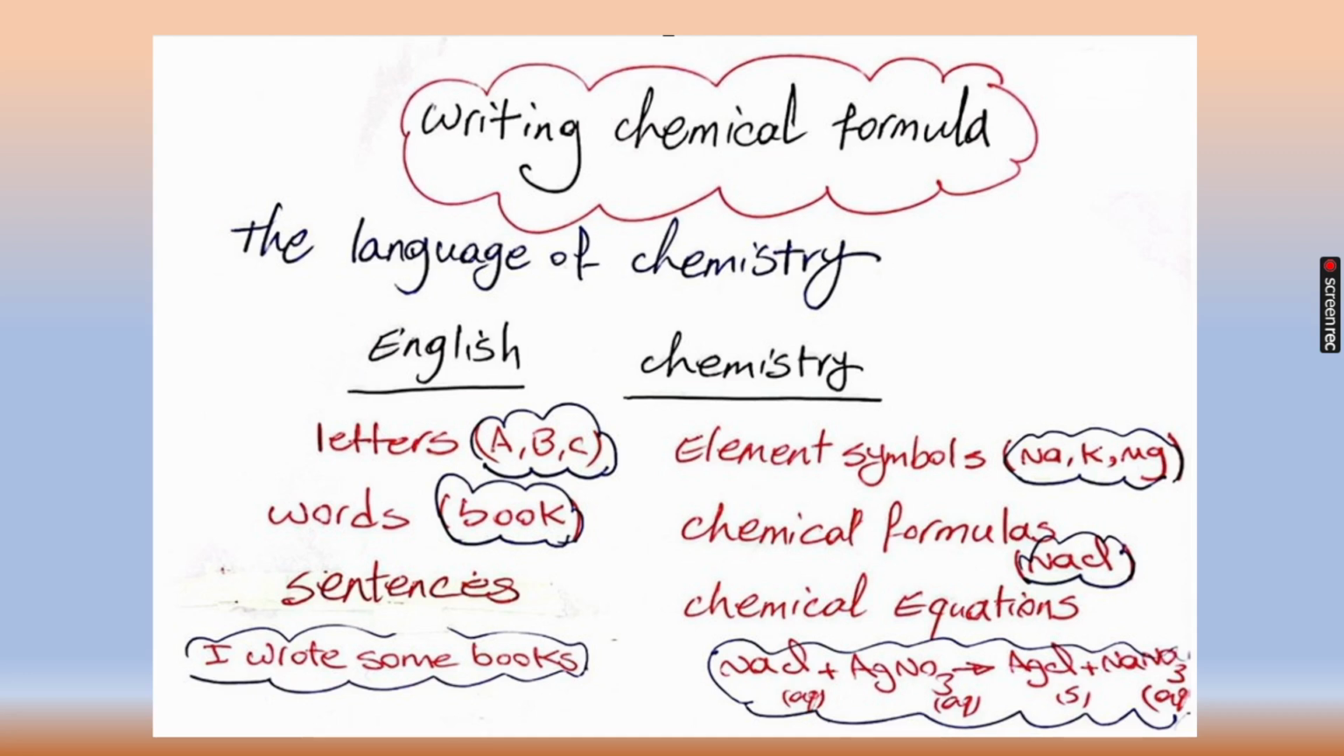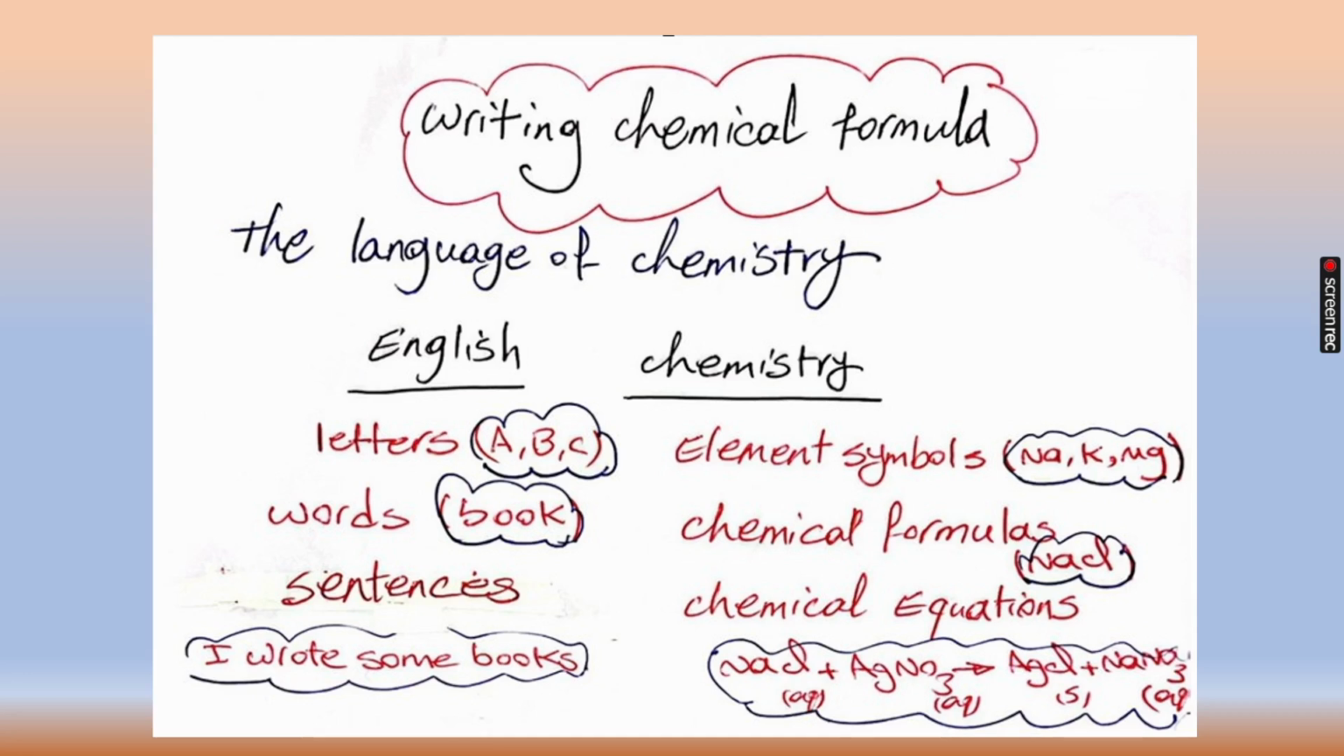In chemistry, letters are a kind of element symbol, such as Na, sodium, K, potassium, or Mg, magnesium. So the elements are like the letters. When the elements go together, they can create a chemical formula. For example, sodium and chlorine can create NaCl. NaCl is a kind of word in English, and we call this one a chemical formula.